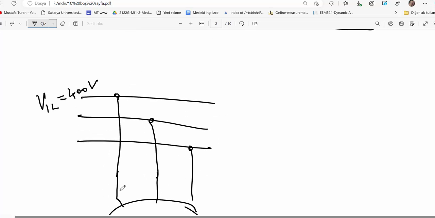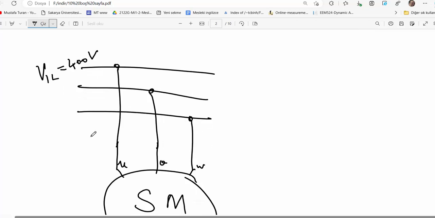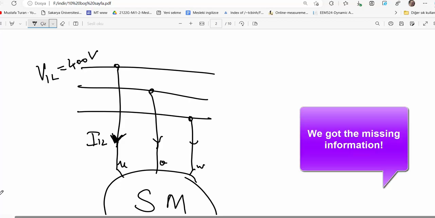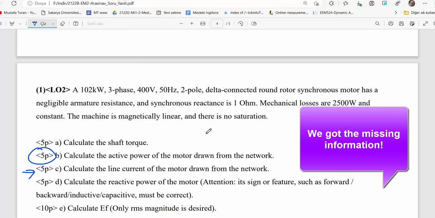So in brief, here is our motor, synchronous motor, delta connected, and UVW, those are the terminals, and here is line current. Okay, what is line current? What is the power factor? Let's turn back to the question. Calculate the line current of motor drawn from the network.